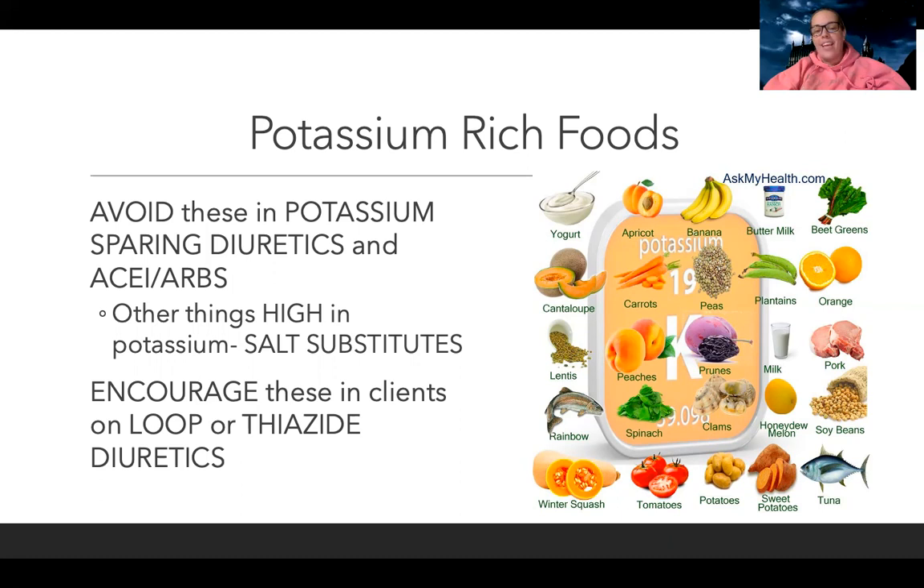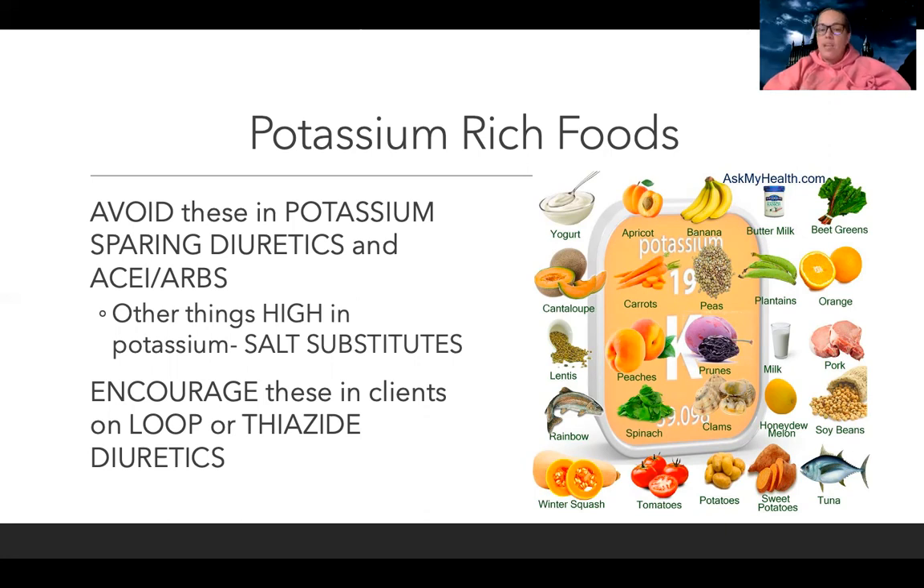But at the end of the day, we want to be really careful, make sure that they know that salt substitutes have potassium in them. That's what actually replaces the salt is the potassium. And so, at the end of the day, this can be really dangerous for patients. So they're going to need to watch their intake of that.